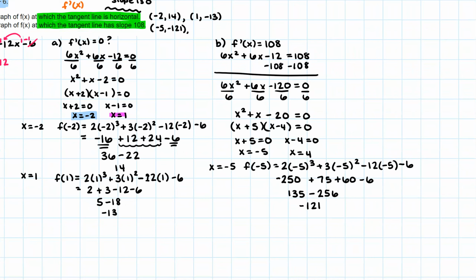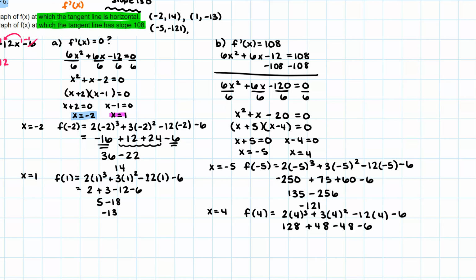So we're going to plug in x equals 4. So I have f of 4 equals 2 times 4 cubed plus 3 times 4 squared minus 12 times 4 minus 6. So 4 cubed is 64 times 4 is 128. 4 squared is 16 times 3 is 48. Minus 12 times 4 is minus 48. Minus 6.